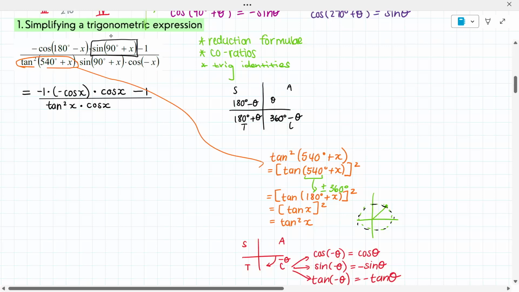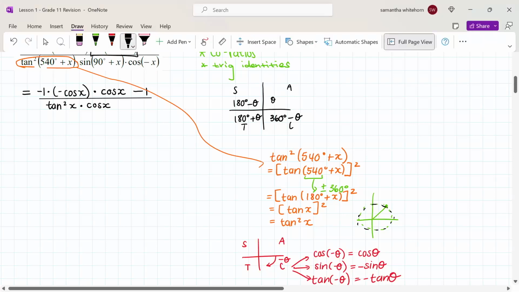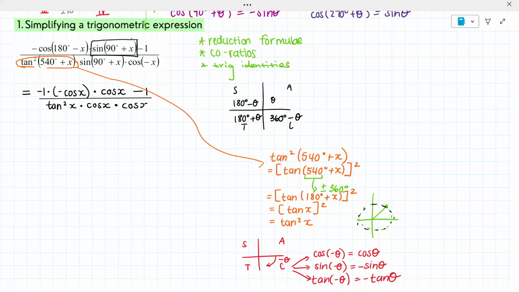Because this is cos of a negative angle, it means that I'm just working with positive cos of that angle, and now I can start to simplify. So back in my numerator, -1 times negative cos is actually just positive cos x times cos x. That's a lot of cos going on there. So let's try that again.